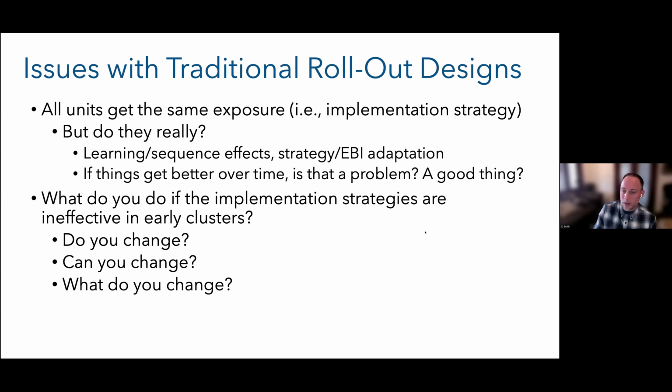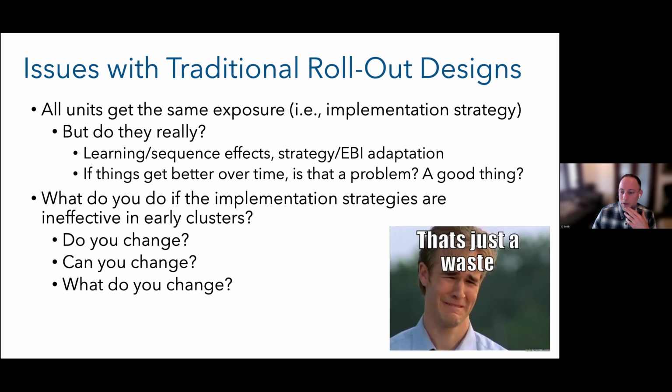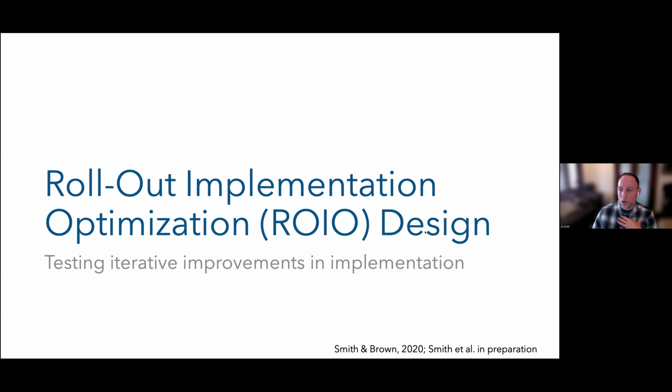So, typically you would not change, especially not drastically, implementation strategies. But that also is something that would be a disservice to our community to say, oh, we realize this is not working, but we have to do it anyway for the next 4 years. That would really not be a good thing. Oh yeah, that would be a waste essentially. So the ROIO design is sort of a product of trying to address some of these issues with the traditional assumptions of a rollout design, as well as integrating a bit more of a quality improvement perspective into a rigorous implementation research design. So what ROIO designs do are test iterative improvements in implementation over time.